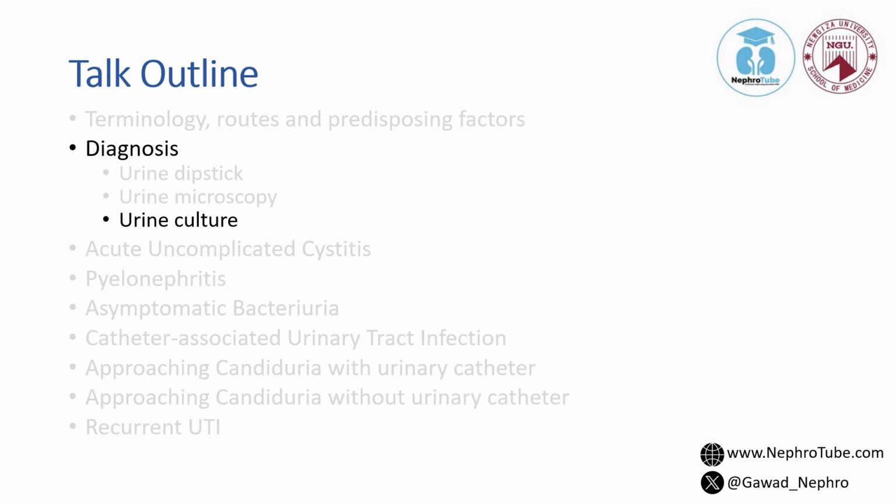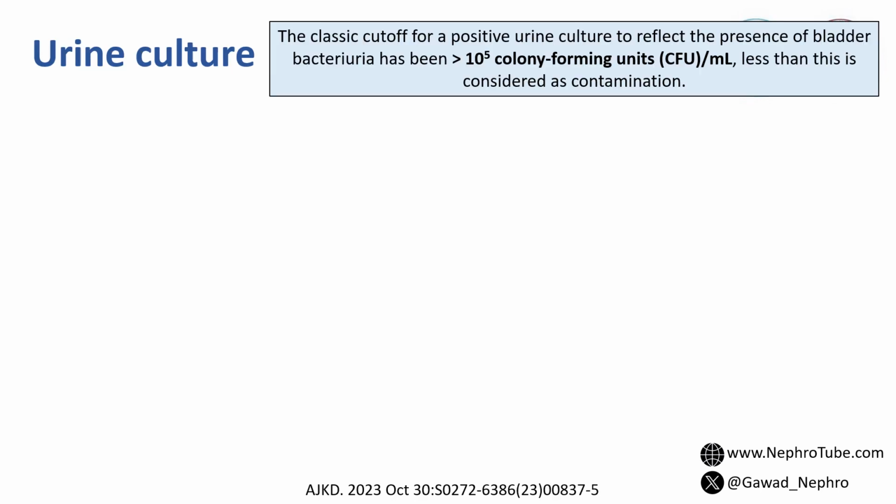Back to the talk outline, the third point that we use in diagnosis of urinary tract infection is urine culture. To say that the patient has urinary tract infection, the urine culture must be positive for more than 10 power 5 colony forming units per ml. Less than that is considered as contamination. So more than 10 power 5 colony forming units is diagnostic for urinary tract infection.